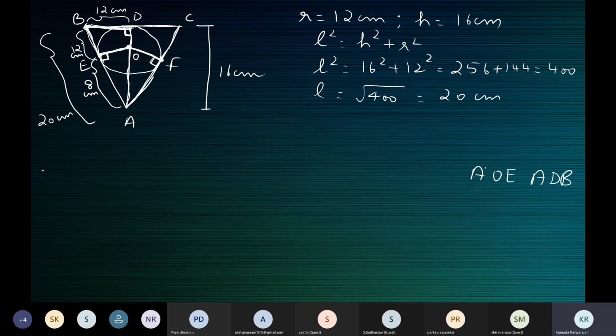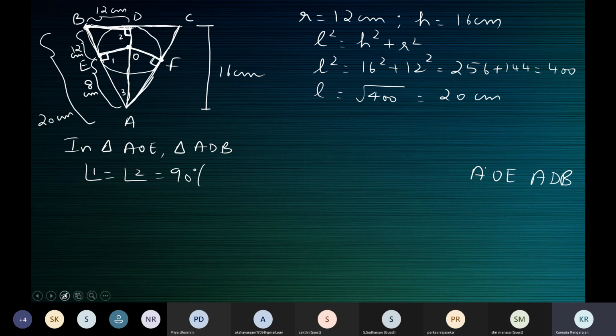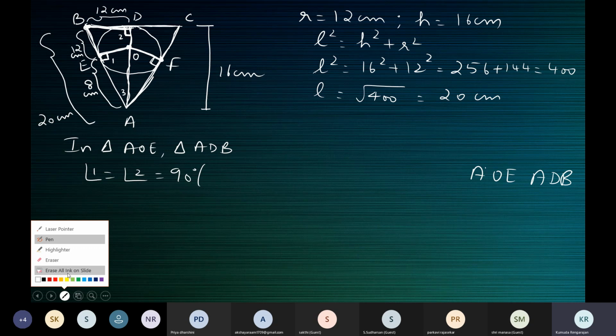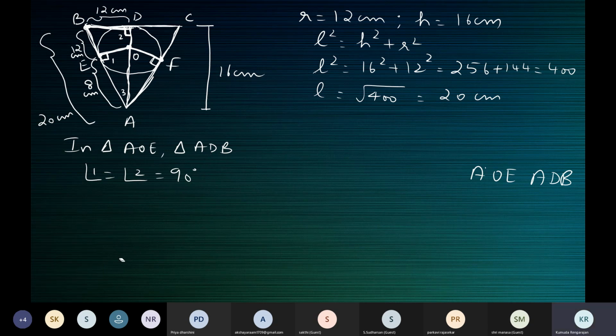So the two triangles are similar by the AA similarity criterion. Take up the two triangles, triangle AOE and triangle ADB. Let me just number it 1, 2, and 3. It's easy. Angle 1 is equal to angle 2, 90 degrees. 1 is because the radius is perpendicular to the tangent. 2 is because of the perpendicular height. I already told you that. Then angle 3 is equal to angle 3, common.